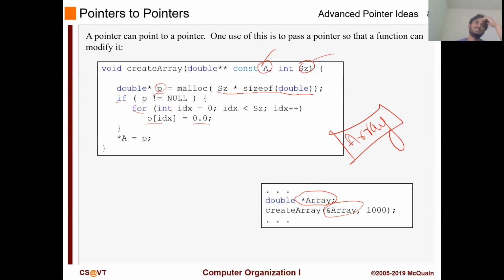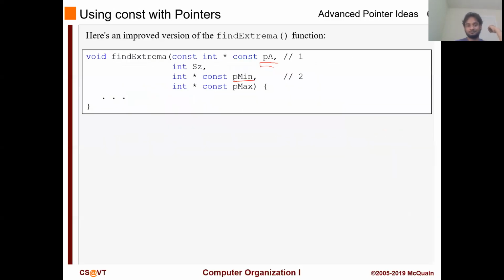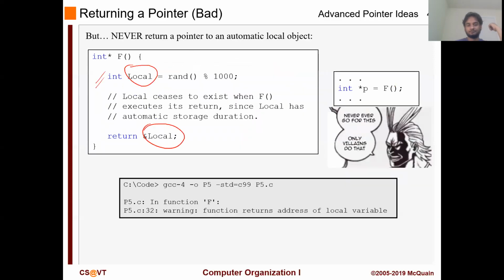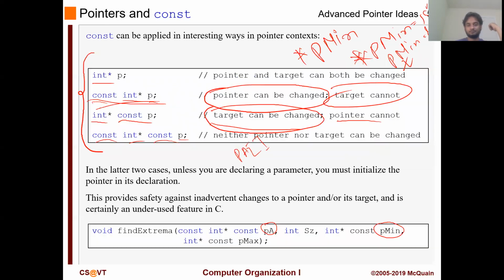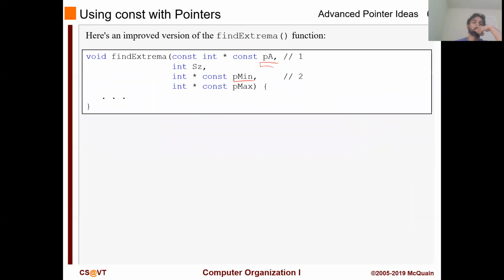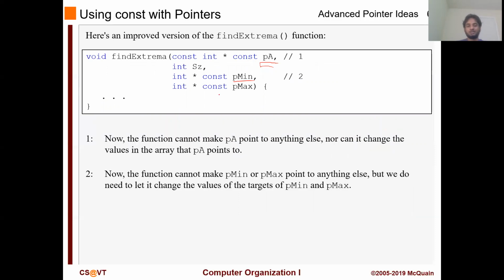I'm trying to think how to make sense of it. Okay, the concept is similar to this. So in this case, yeah, we were saying that if pmin started to point to something else, there would be a problem because it is supposed to be pointing to the variable that was sent as a parameter.